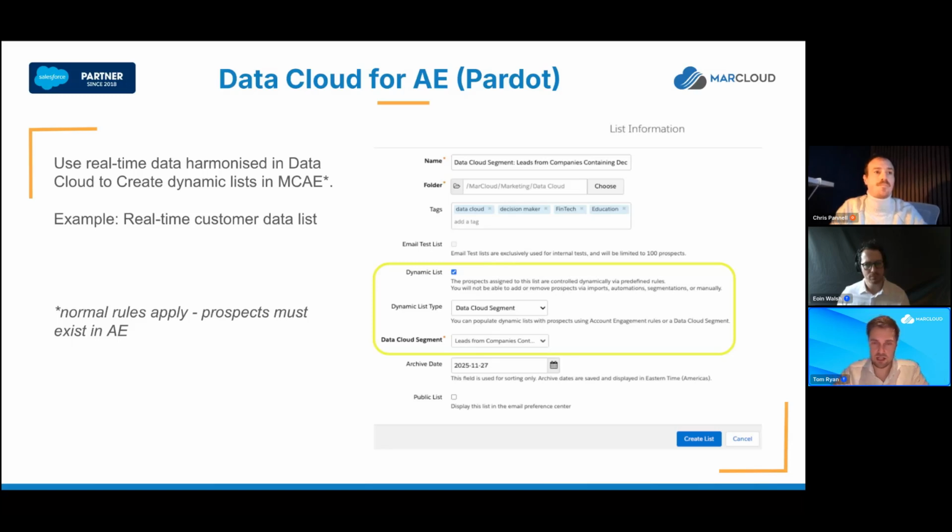Off the back of that, you can then add them to engagement studios, onboarding series, thank you series, whatever it is. But as you can see from the screenshot, you can actually lean on Data Cloud segments to create dynamic lists, which is a really good feature. Normal rules apply though. The prospect must exist in account engagement for that to happen.